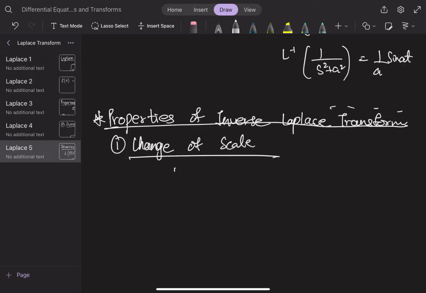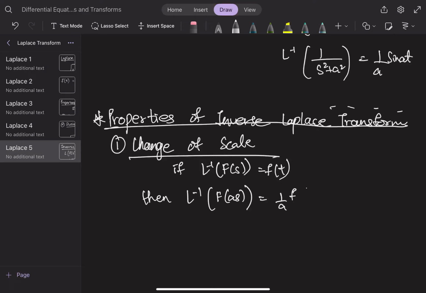So if Laplace inverse of F(s) is f(t), then Laplace inverse of F(as) is 1 by a f(t by a).